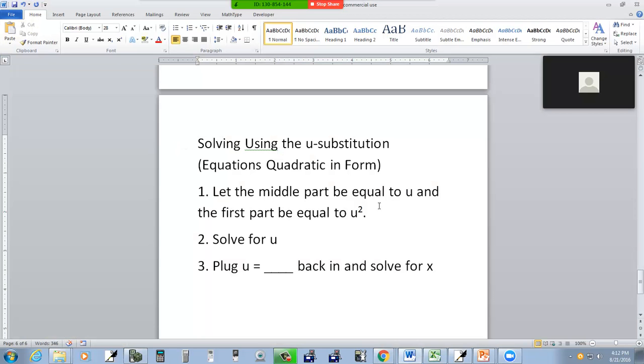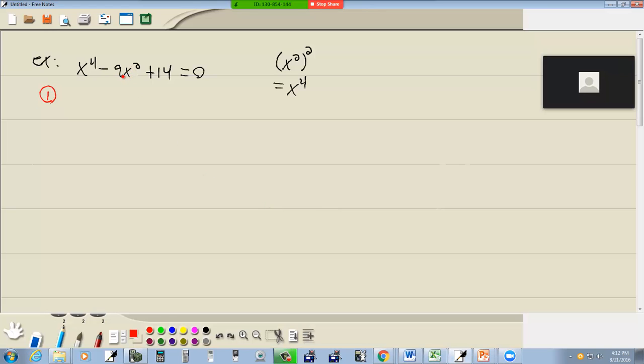Step 1. Let the middle part be equal to u and first part be equal to u squared. So I'm going to let the middle part here be u, excluding the number in front, the coefficient. Now let this first part be u squared. So this becomes u squared minus 9u plus 14 equal to 0.